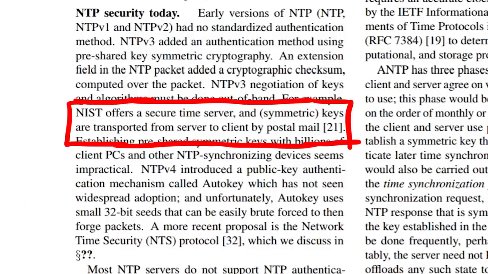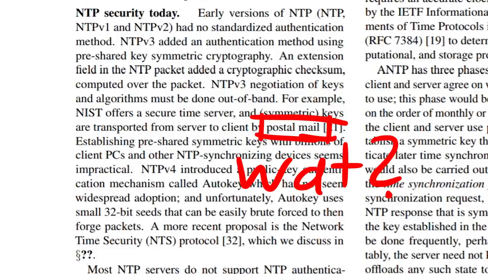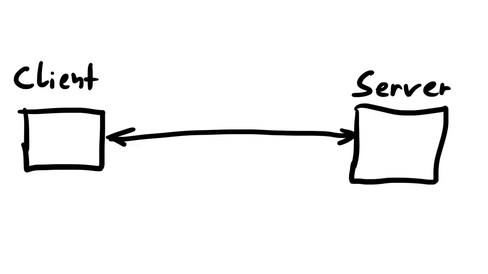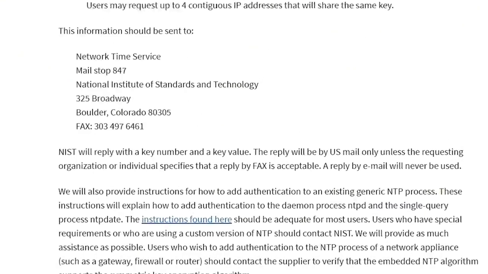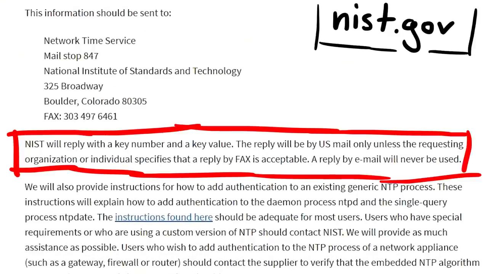And that's why NIST offers a secure time server and symmetric keys which are transported from server to client by postal mail. That sounds crazy, but of course, if you cannot trust your network, that's why you want crypto to protect your NTP packets, you can't send the keys over this same network. Upon a request, NIST will reply with a key number and a key value. The reply will be by US mail only unless the requesting organization or individual specifies that the reply by fax is acceptable. A reply by email will never be used.